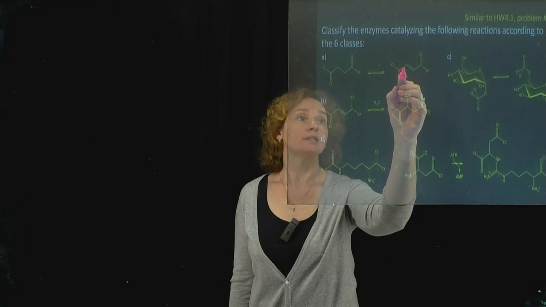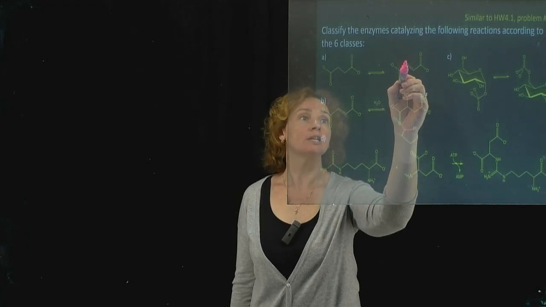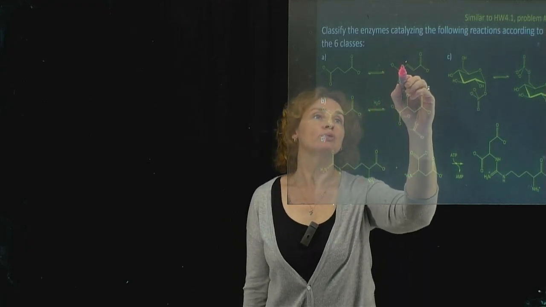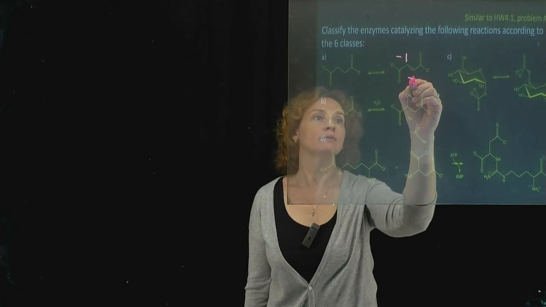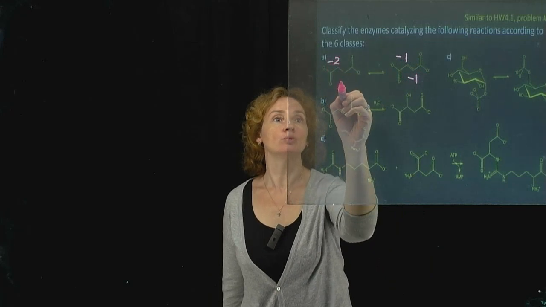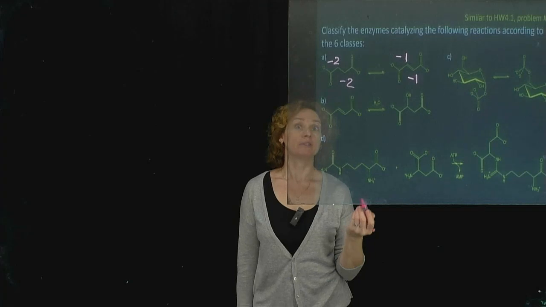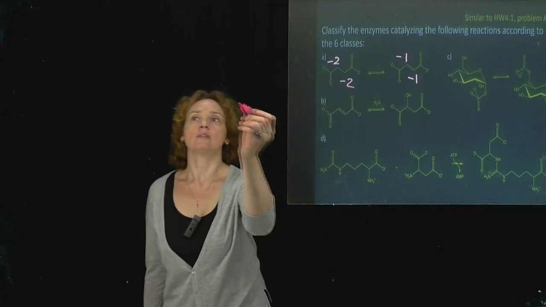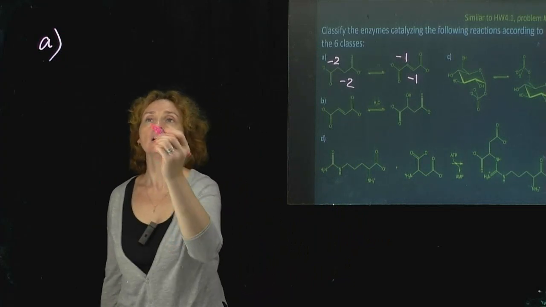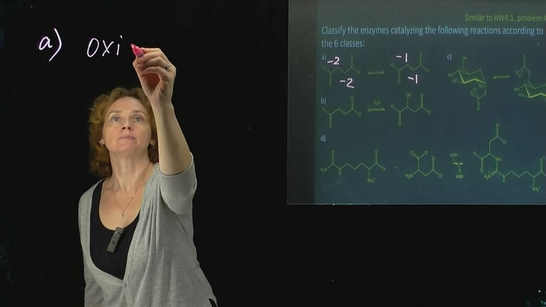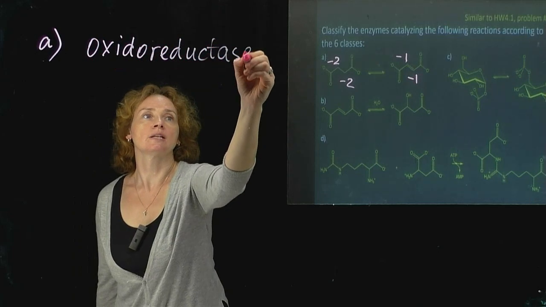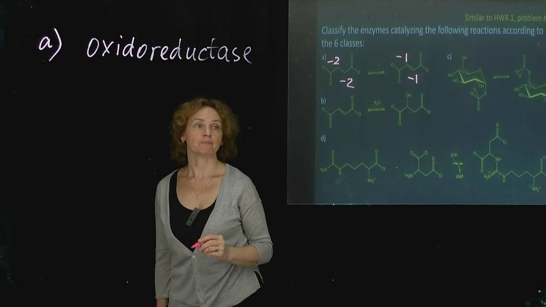What I can see here is that the oxidation state of those 2 carbon atoms changes upon transformation. In the product, we have -1 for both carbon atoms, while in the reactant, we have -2. So if we have a difference in oxidation states, we can say that reaction A is catalyzed by an oxidoreductase, because oxidoreductases catalyze oxidation-reduction reactions.